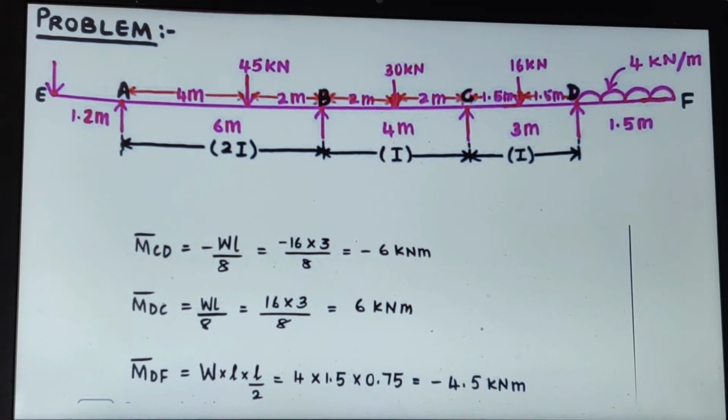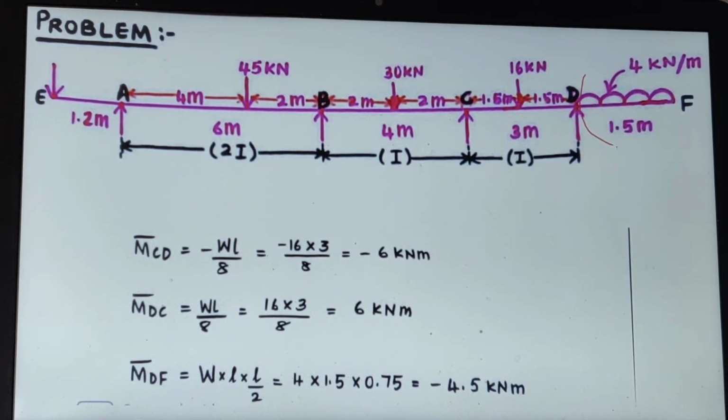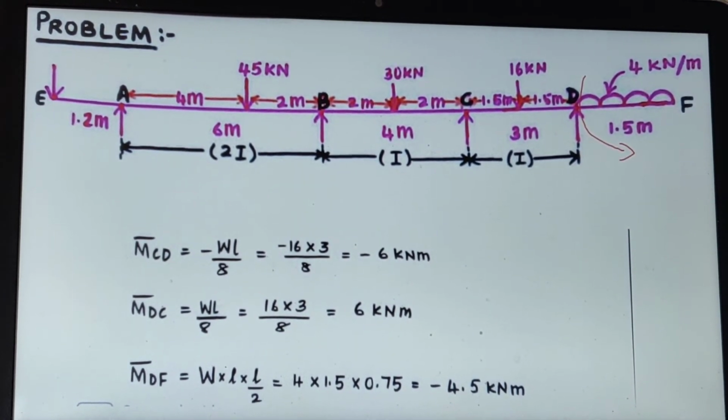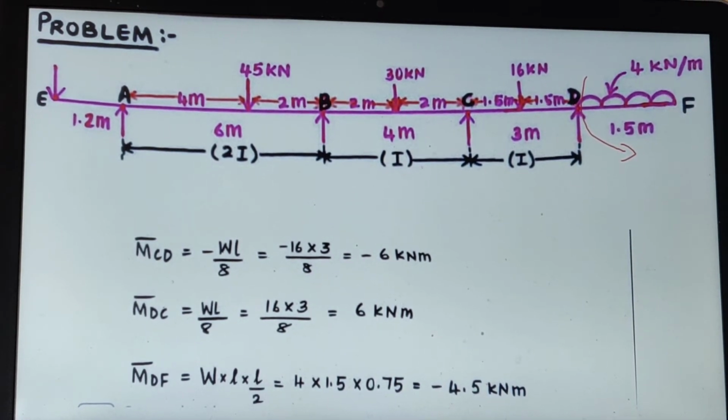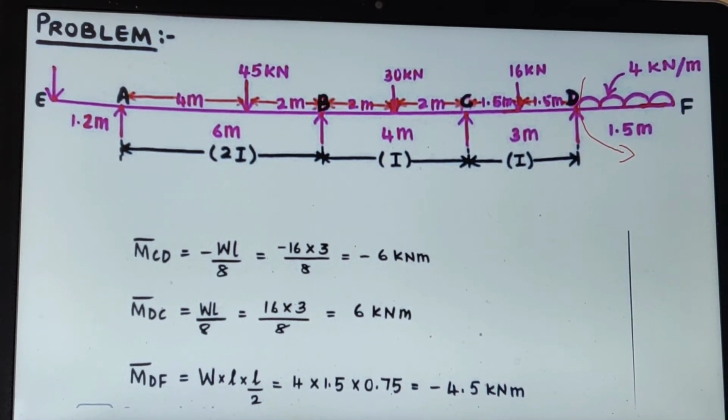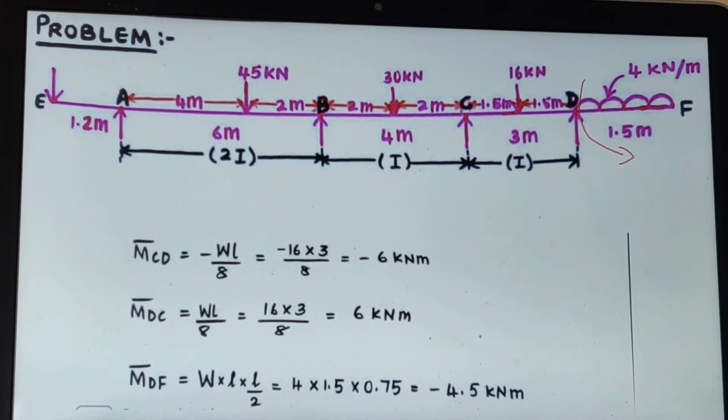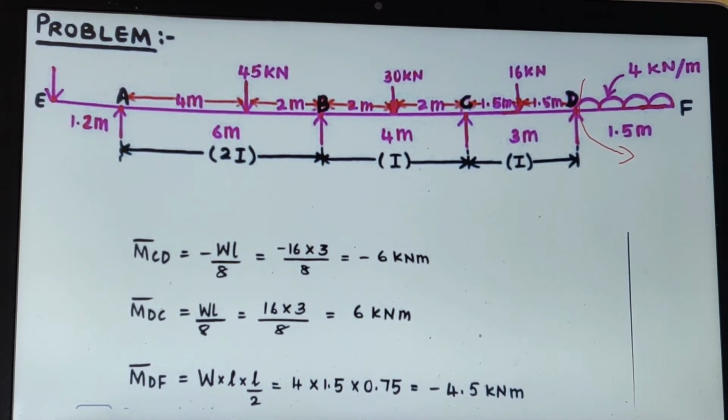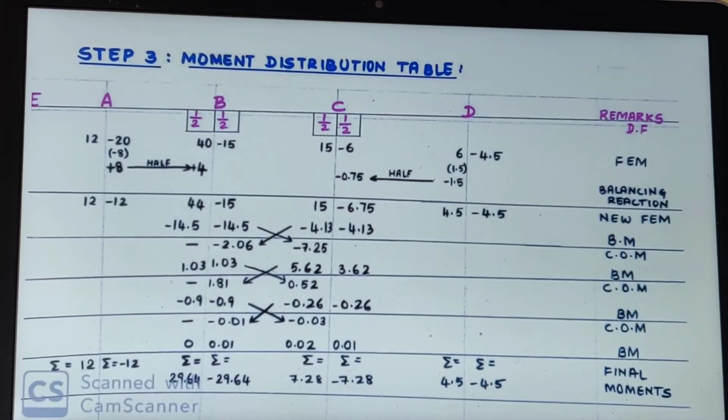Regarding the overhanging part DF, this will again generate an anti-clockwise moment that will be equal to W, that is 4, into 1.5 the span, into half of that, which will give you minus 4.5 kilonewton. That will be taken negative because it's anti-clockwise.